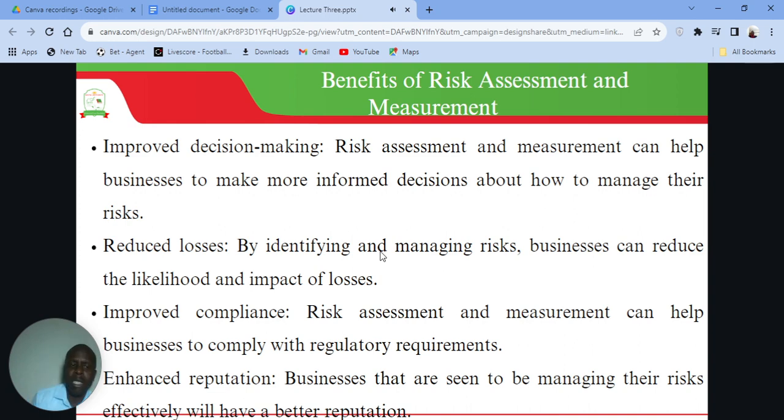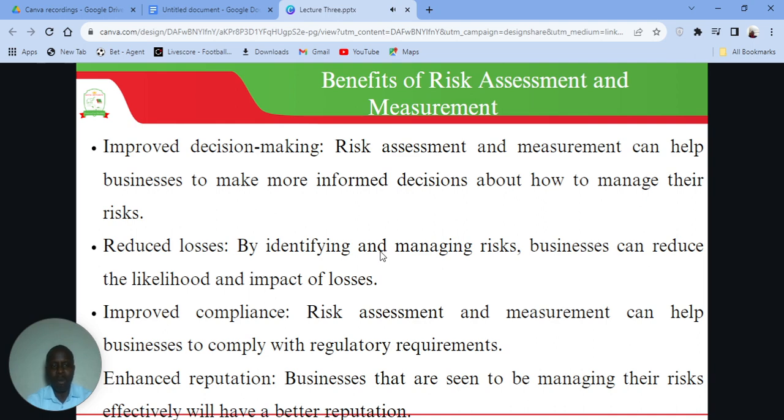The other one is what we call reduced losses. By identifying and managing risks, businesses can reduce the likelihood of losses. So better risk assessments will also prevent you from a situation where you will experience more losses, because when you are doing risk assessment and measurement, you are able to come up with mitigation strategies that will also assist you to continue to succeed.